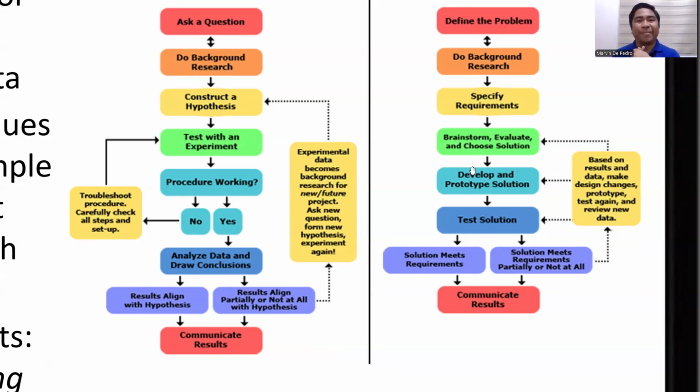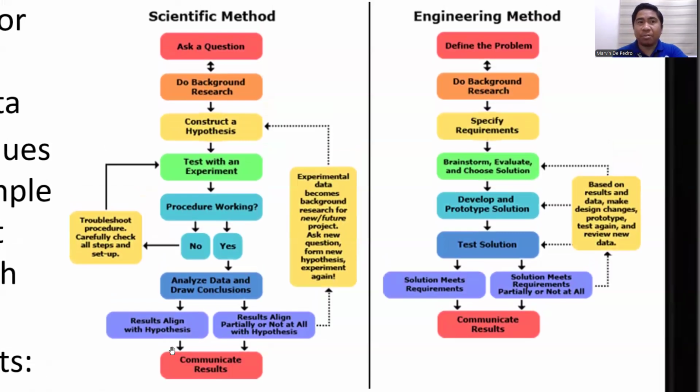But if our results align with the hypothesis, then we can now communicate the results. By the way, either way, we communicate the results. But if our results align with the hypothesis already, then there's no need to repeat our experiment, no need to reconfigure our experiment or construct our hypothesis again. So that's regarding the scientific method. Our goal is to answer that question that we have from the very beginning.